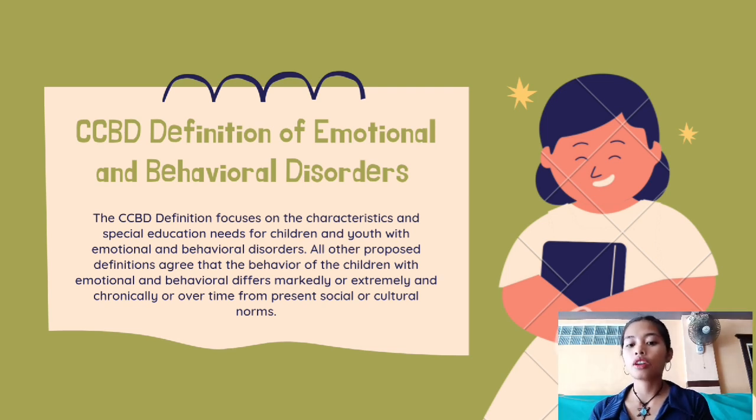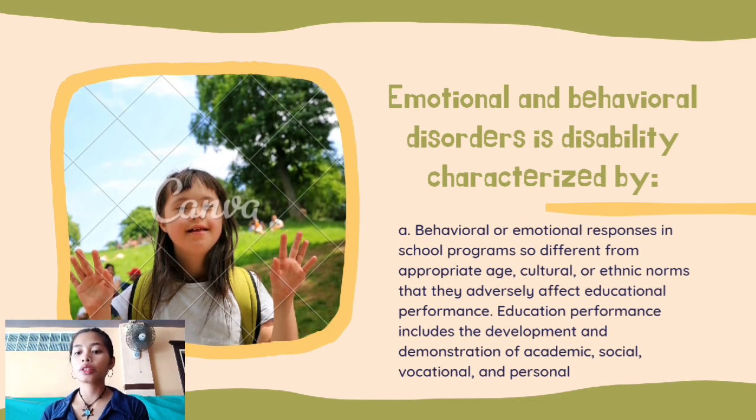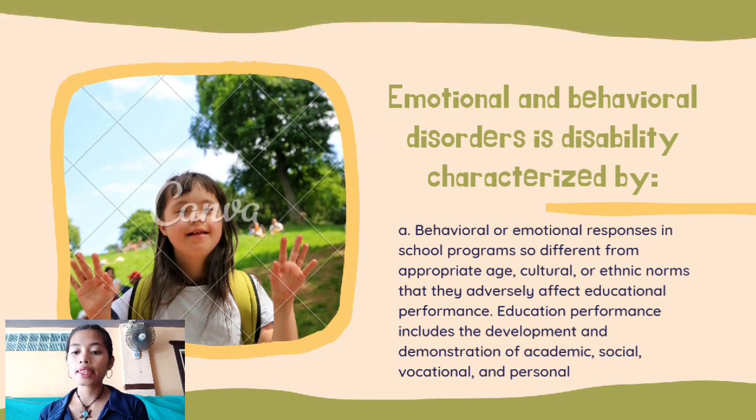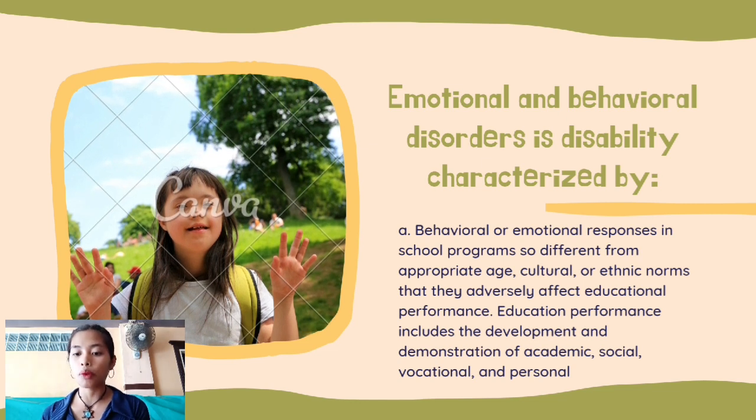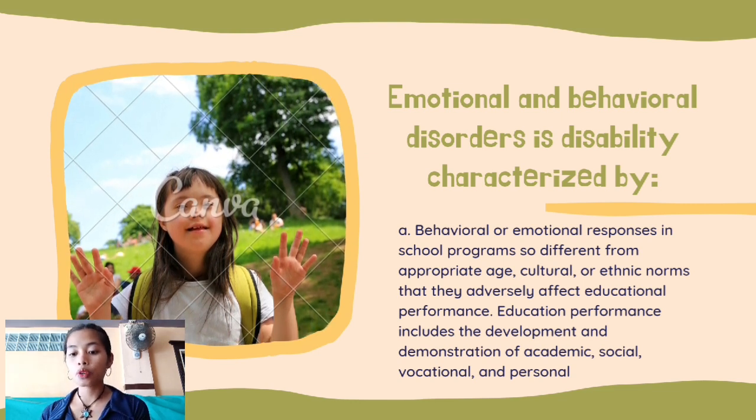The CCBD definition of emotional and behavioral disorders focuses on the characteristics and special education needs of children and youth with emotional and behavioral disorders. All other proposed definitions agree that the behavior of children with emotional and behavioral disorders differs markedly or extremely, and chronically or over time, from present social or cultural norms. Emotional and behavioral disorder is a disability characterized by, first, behavioral or emotional responses in school programs so different from appropriate age, cultural, or ethnic norms that they adversely affect educational performance. Educational performance includes the development and demonstration of academic, social, vocational, and personal skills.